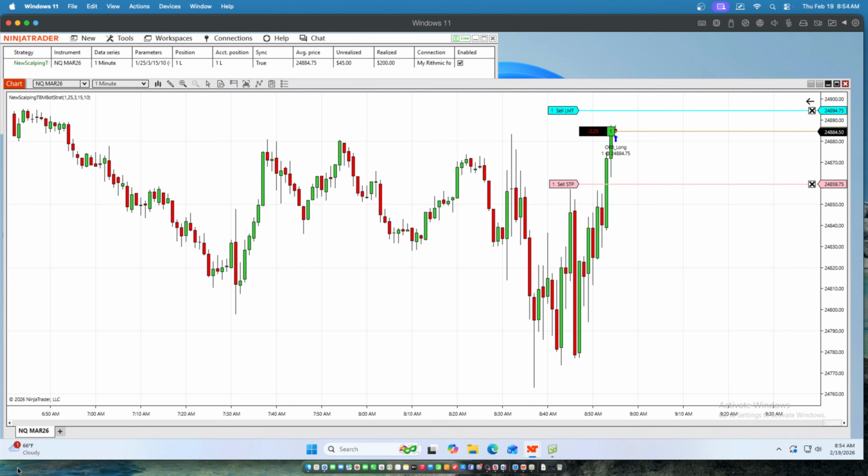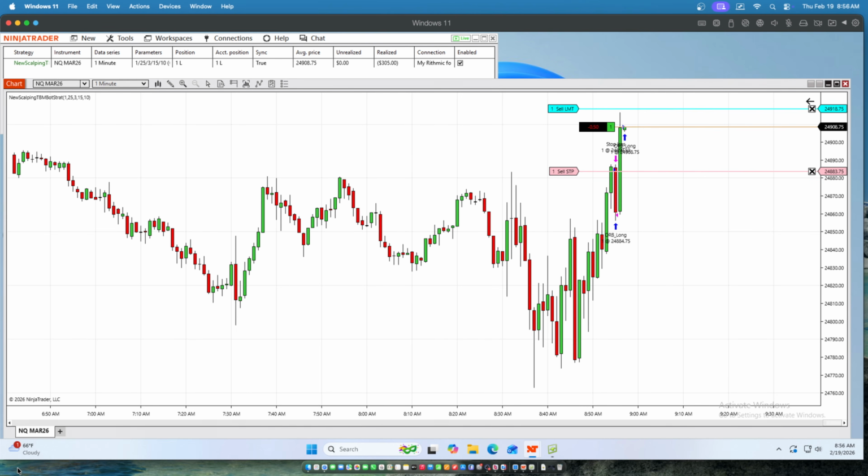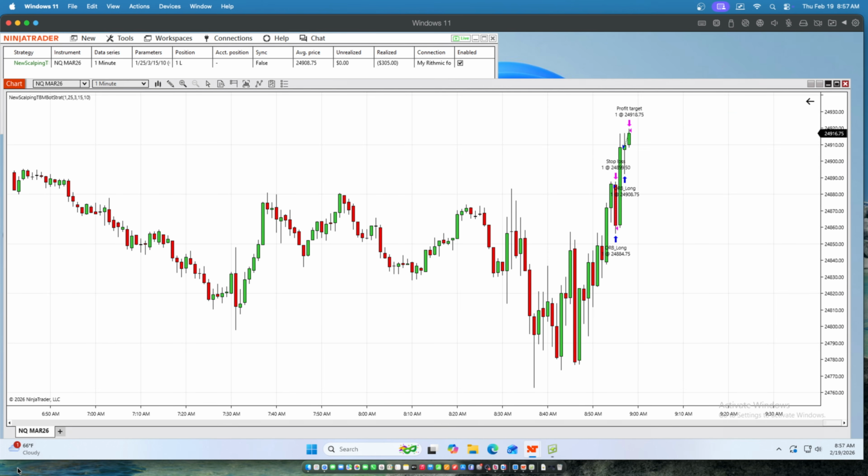Order submitted. Stop filled. One thing to note here is that this is an opening range breakout strategy. So as you see, the candle here closed above, our entry is way higher. This is not a retest of opening range strategy. It's a breakout, which is why the entries are all over the place. Filled.